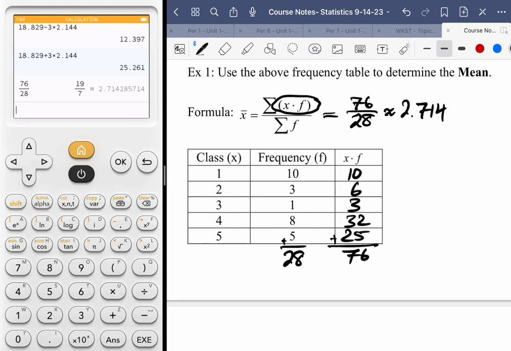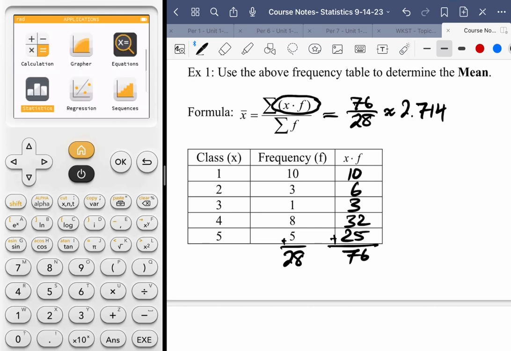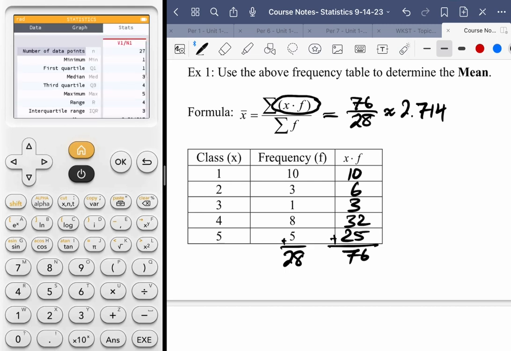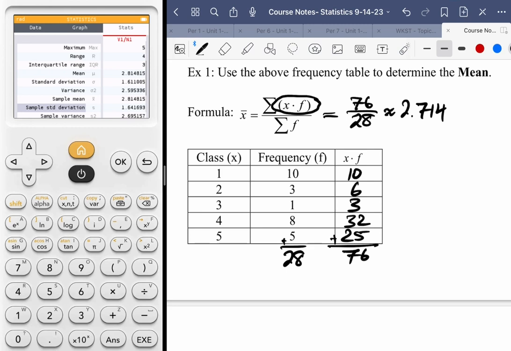And so that would be the mean of this frequency distribution. But let's do a double check by putting it into the statistics app. I'm going to wipe out the data I have here. All right, so 1, 2, 3, 4, and 5. Then instead of the ones, I want 10, 3, I got the 1, 8, and 5. So I'm just going to run up and over, all the way up, all the way over, hit OK, and go down to the one that is an X bar.